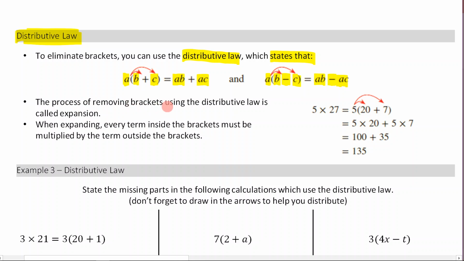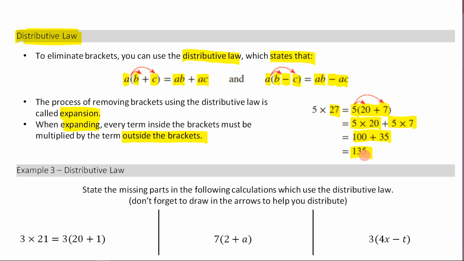The process of removing brackets using the distributive law is called expansion. When expanding, every term inside the bracket must be multiplied by the term outside the bracket. So here's an example with just numbers. If I have 5 times 27, I could break up this 27 so that it's 20 plus 7. We've actually seen this before in previous units. So now I have 5 times 20 plus 5 times 7, which is 100 plus 35, which is 135. This is the distributive law.